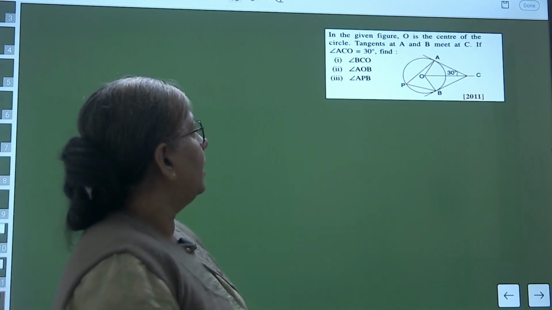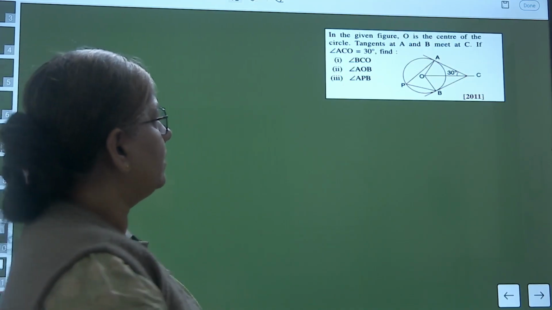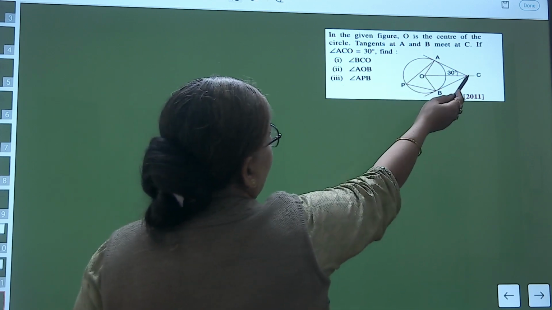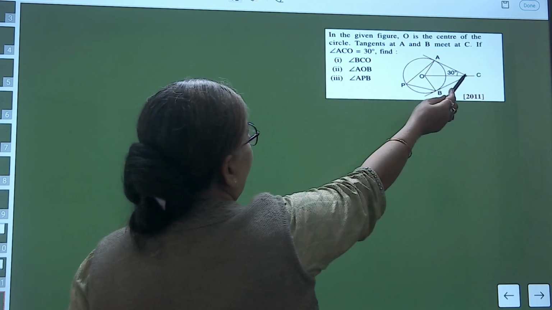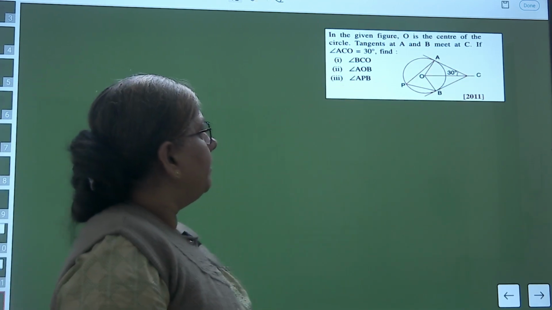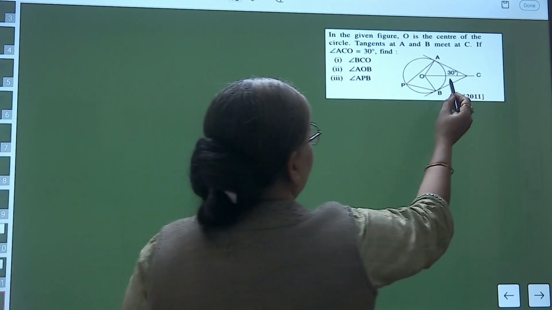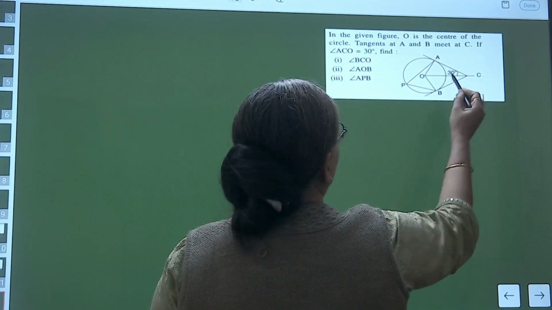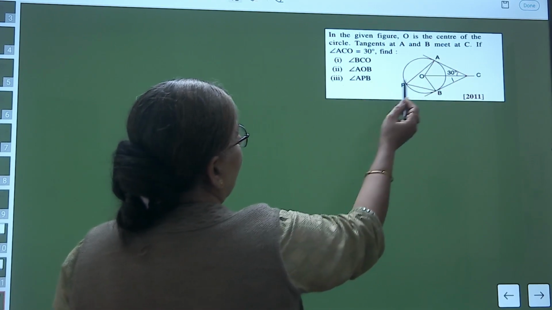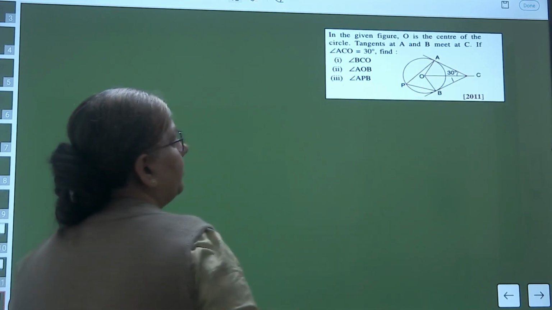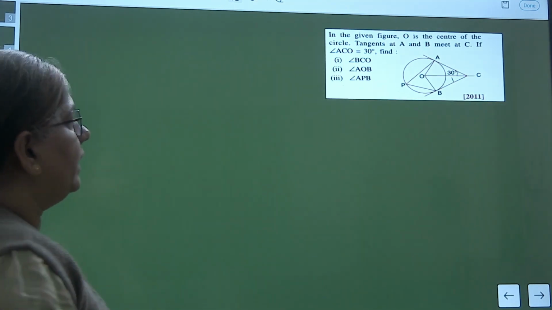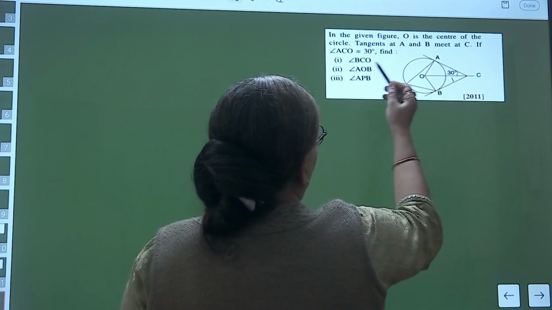This question: in the given figure, O is the center of the circle. Tangents at A and B meet at C. If angle ACO is 30 degrees, then we have to find angle BCO, that is this angle. Then angle AOB, that is at the center, and angle APB, the angle formed on the circumference.